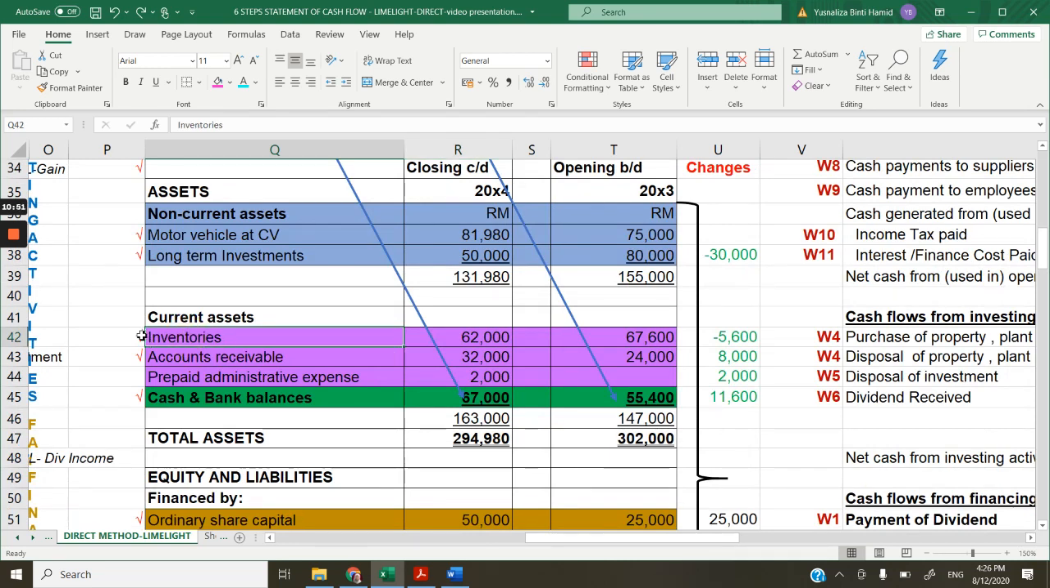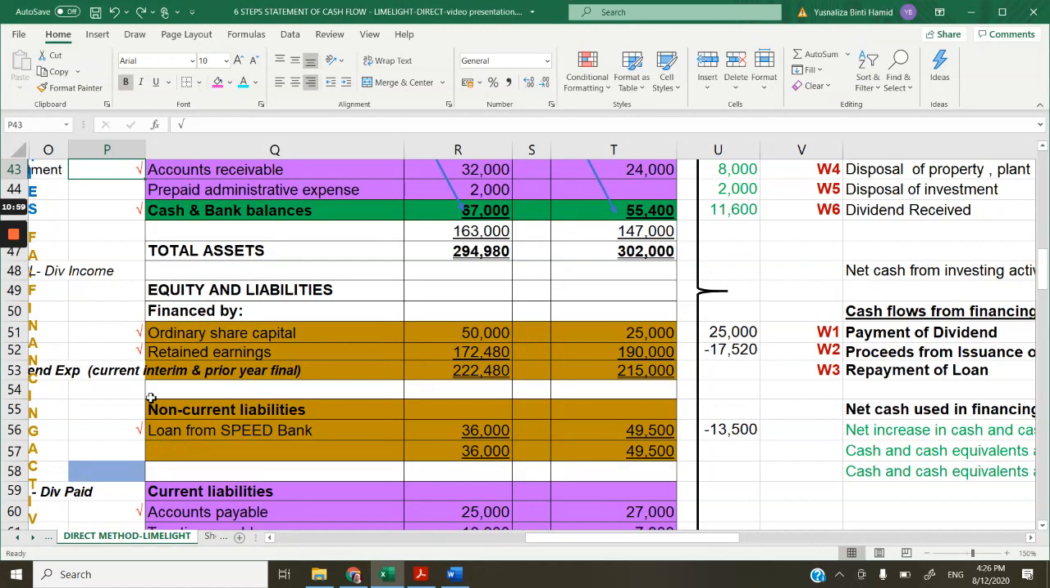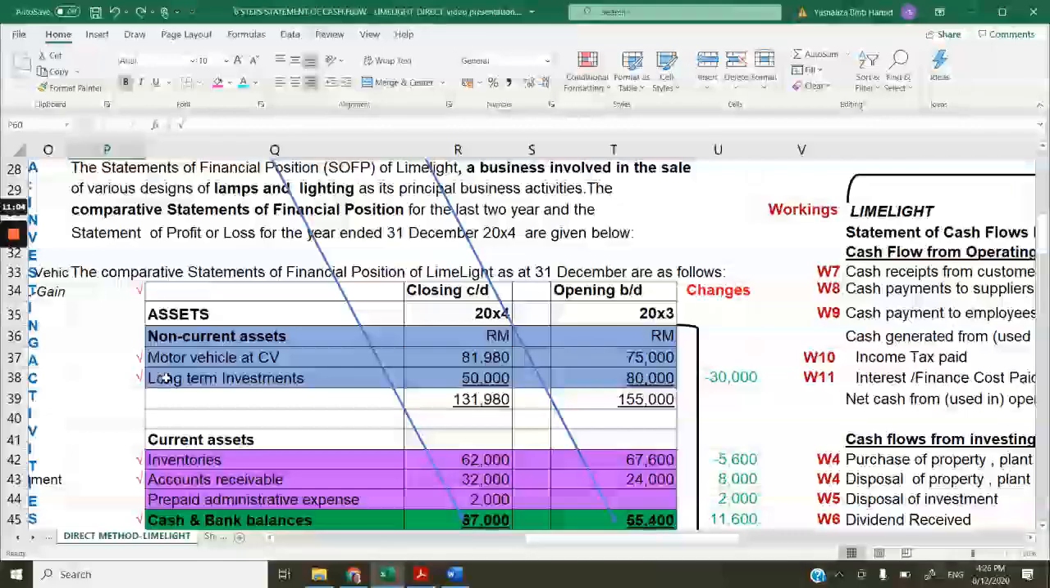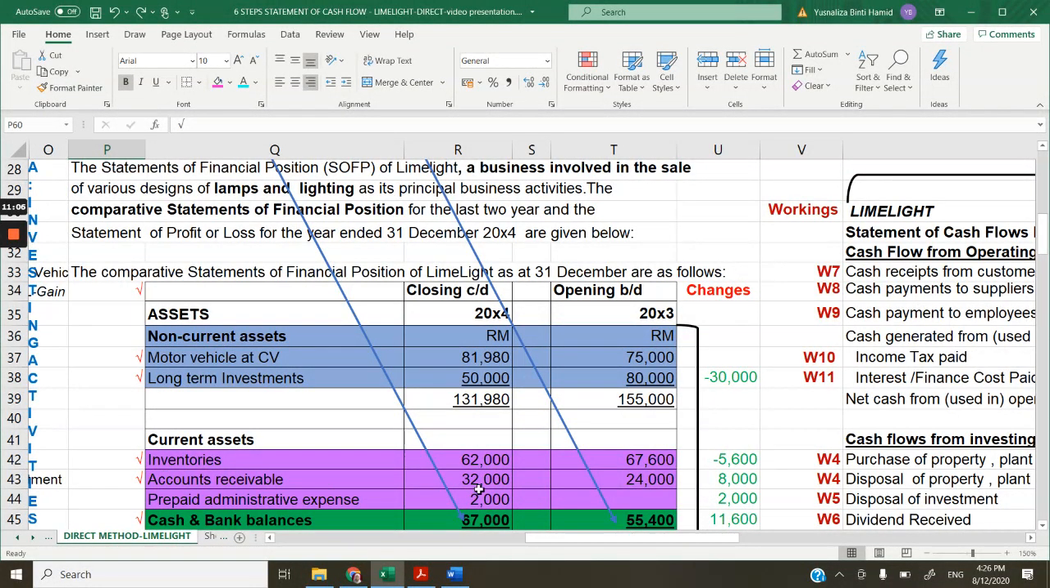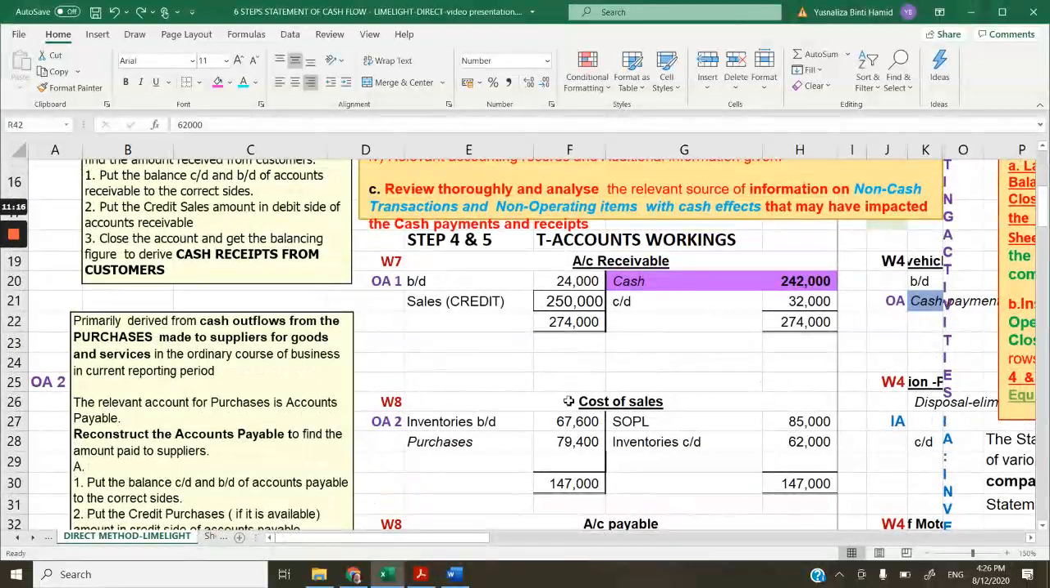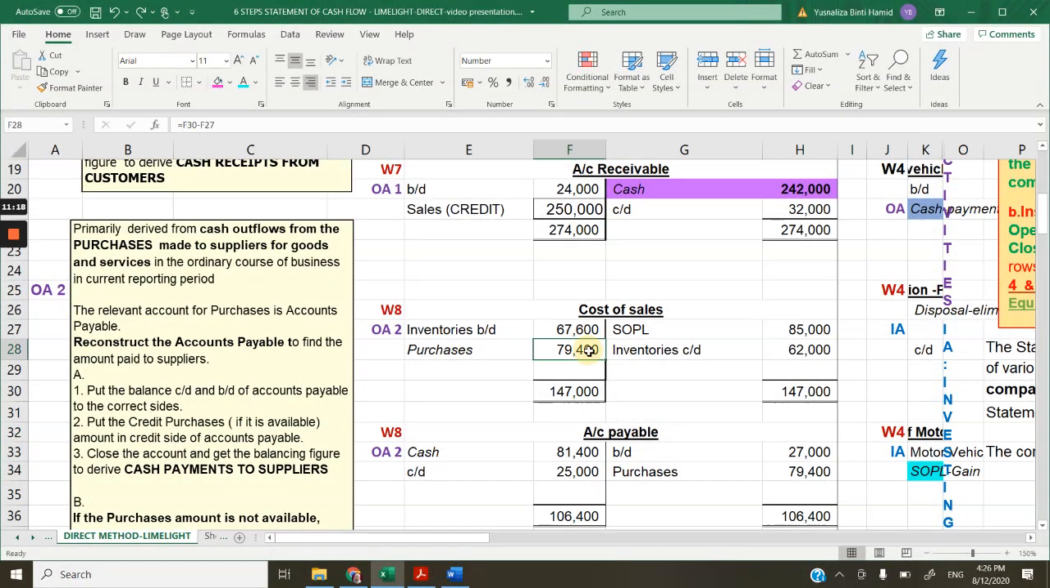So you have your inventories here. We're going to check your inventories, as I said. Accounts receivable we have done. Accounts payable, we have already done the checking, right? Now, inventories. The beginning balance put on the debit side of the cost of sale, the closing balance put on the credit side. And that will give you what you are looking for, which is your purchase.